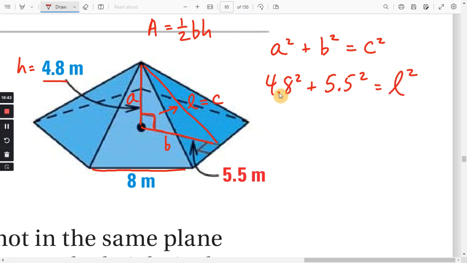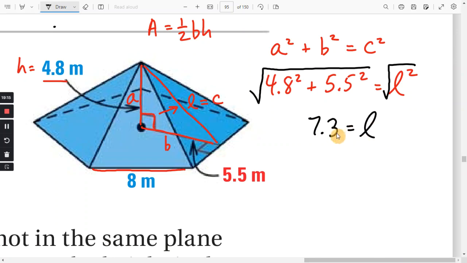Now, you can do this on the calculator, but really you can do the whole thing in one shot. Okay, we have L squared. The opposite of squaring something is to take the square root. So I'm just going to take the square root of this whole thing right here. Okay, so the square root of 4.8 squared plus 5.5 squared is 7.3. So that's my slant height L. Let me erase this mess. All right, slant height L is 7.3.